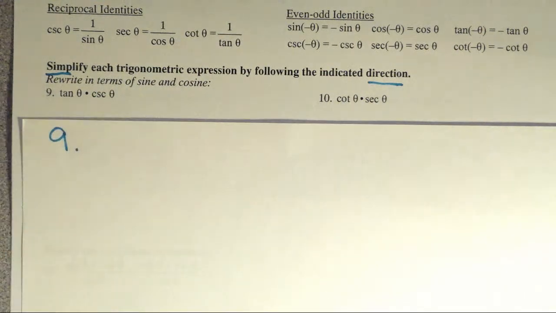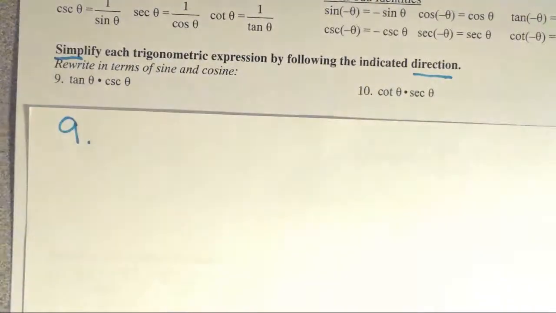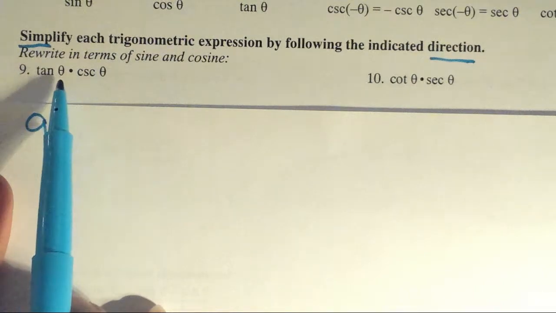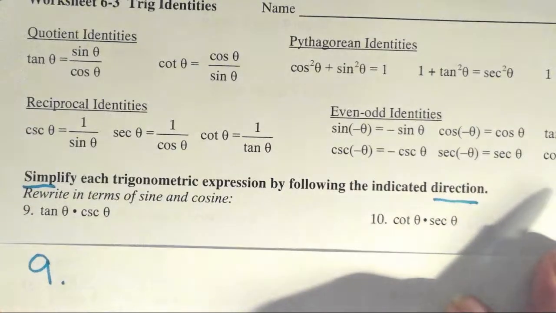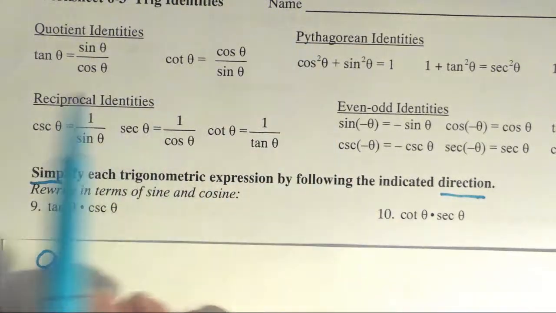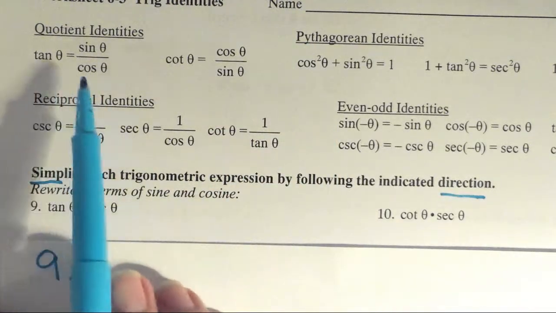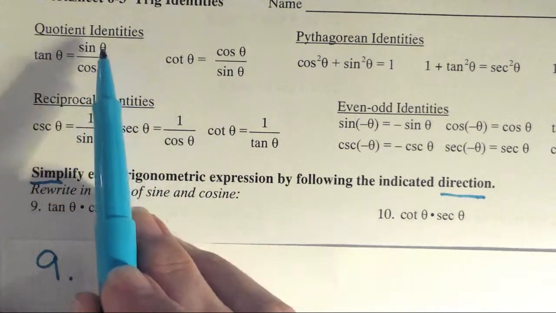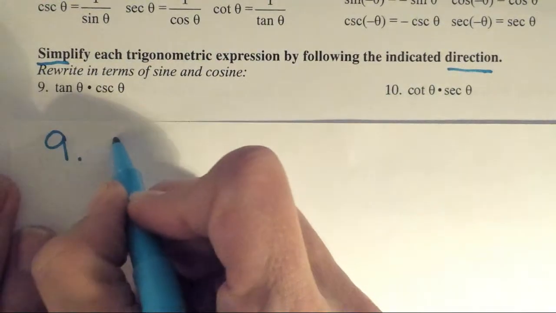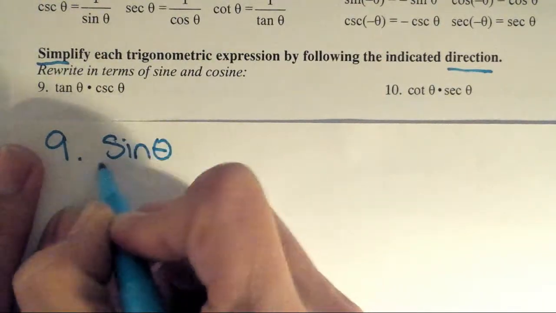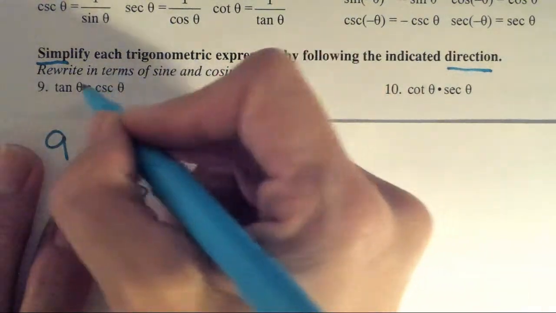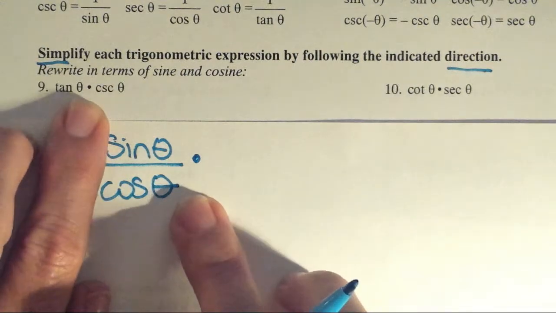That means the only words that I want to see on number 9 are the words sine and cosine. So instead of writing tangent theta, I come up here and I'm trying to figure out what's another way to write tangent using the words sine and cosine. At the top, I can use my quotient identity, and I can write tangent as sine over cosine. So in place of the word tangent, I'm going to write sine theta over cosine theta. And then I'm going to put my little times sign, just like what was written right here.